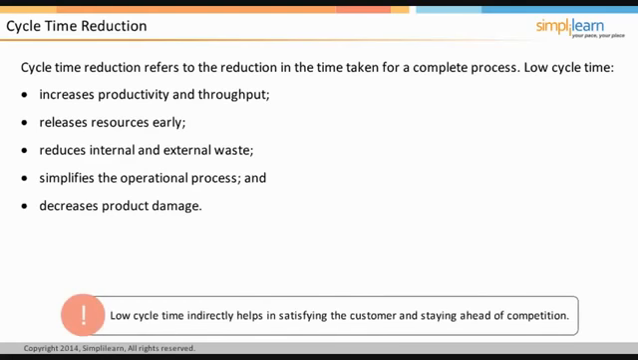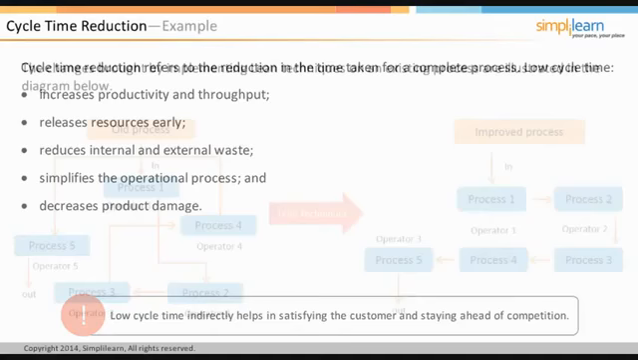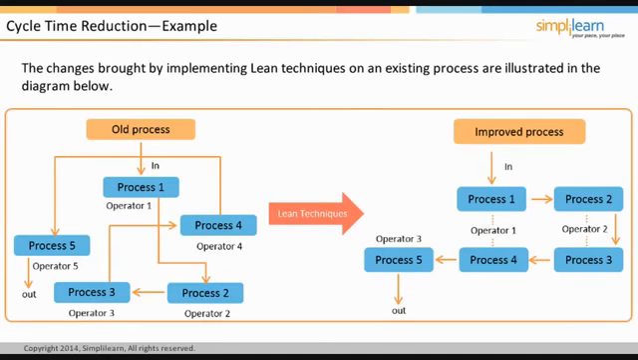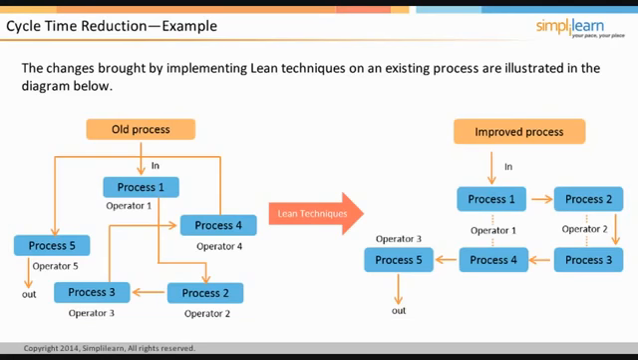All these factors help in satisfying the customer and staying ahead in competition. The following screen describes the concept of cycle time reduction through an example. The changes brought by implementing Lean techniques on an existing process are illustrated in the given diagram. Things to be noticed are the number of operators used, work allocation to the operators, path or the movement in the process, and flow of the process.